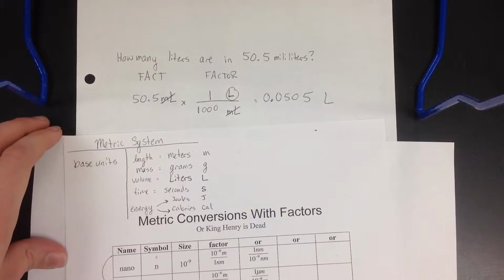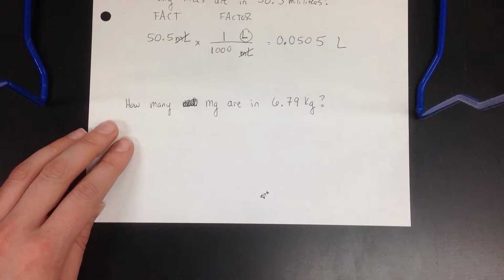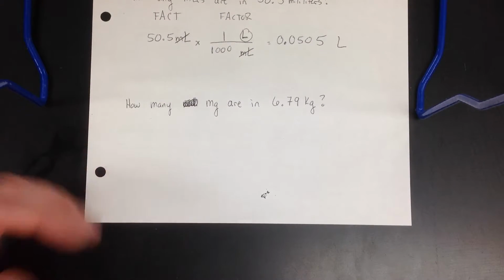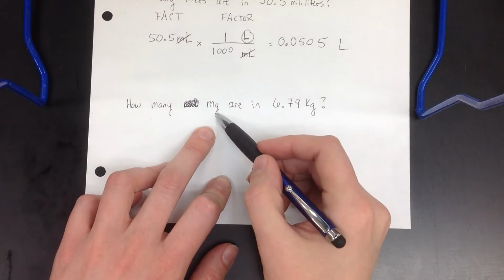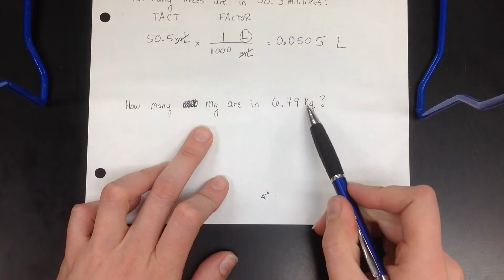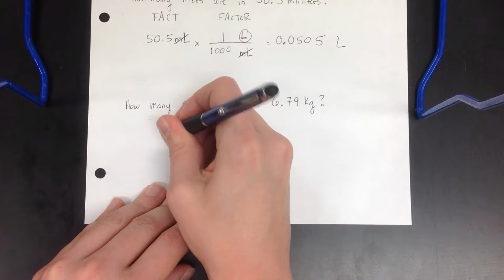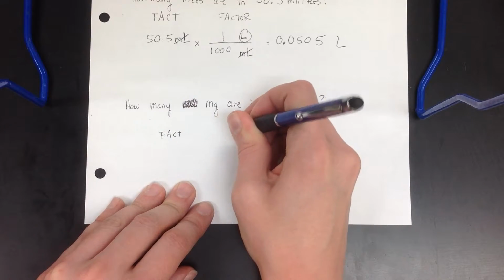Okay, cool. Let's step it up slightly a bit more. How many mg, which stands for milligrams, are in 6.79 kg, which is kilograms? Okay, so I need to keep in mind my fact and my factor.